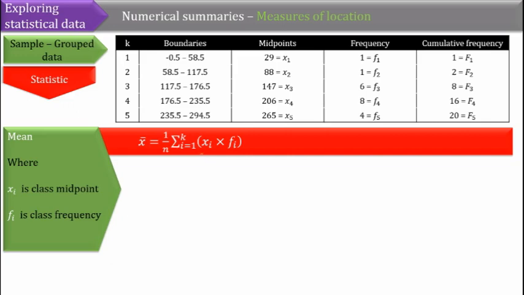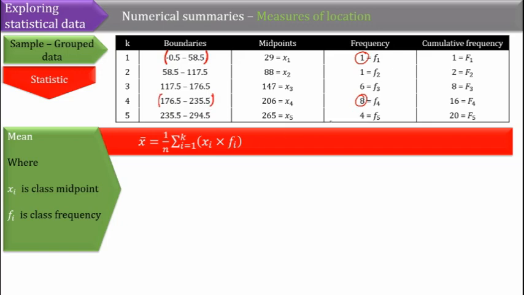Now, this looks almost like the previous one that we had, but the slight difference is this f in here, which is just the frequency. So what this is saying is that we don't have the individual observations in my grouped data in the table. I know that there's one value in the interval negative 0.5 to 58.5, but I don't know what that value is. I know that there are 8 values in the interval 176.5 to 235.5, but I don't know what those 8 values are.